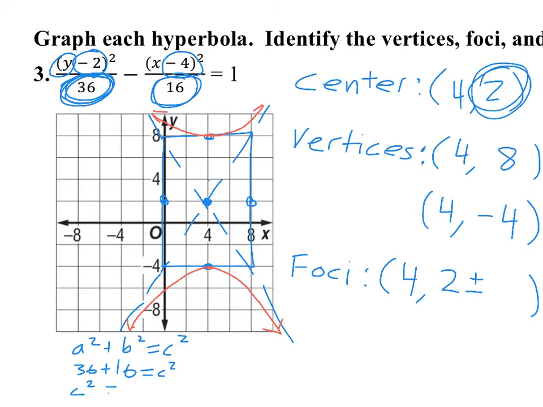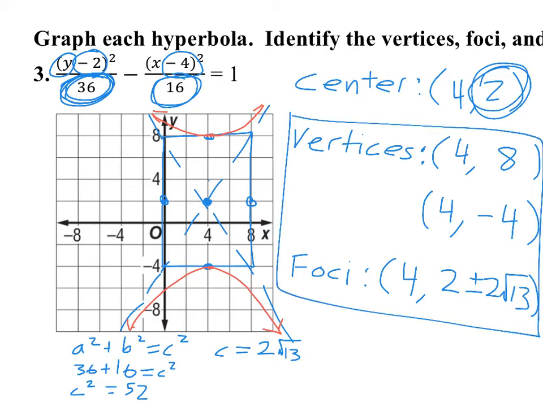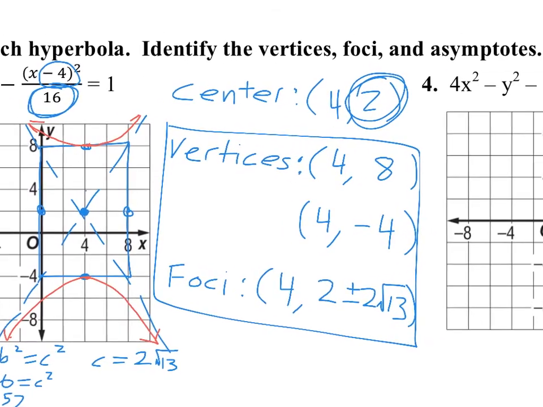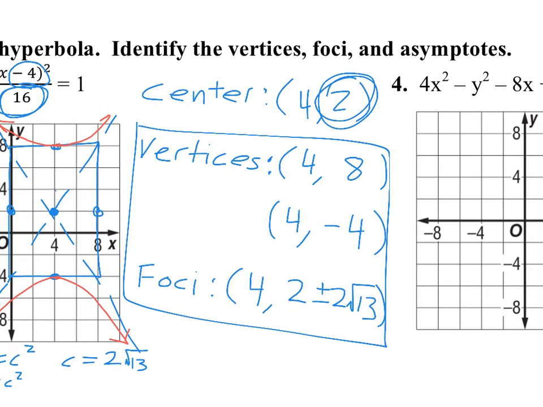C squared equals 52. What is the square root of 52? Well, 52 is 4 times 13. So the square root of 52 is 2 radical 13. So there are my vertices and foci, and we already graphed it. And we'll give you guys a break and not make you do the asymptotes like in the homework.